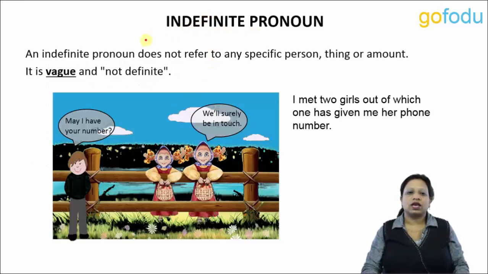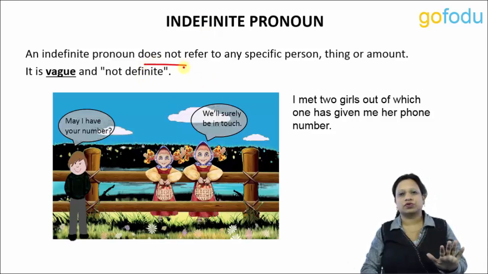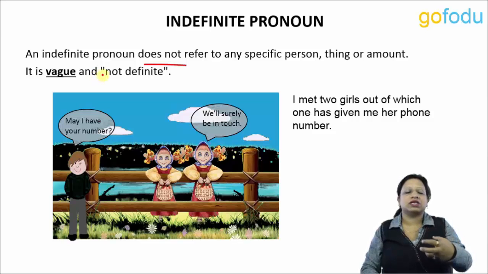Indefinite pronoun. An indefinite pronoun, from the name it's clear, it's not a definite thing. It's an indefinite. That means it does not refer to any specific person, thing or amount. It is vague. It's not definite. It's about anything. I mean, not exactly anything, but it's about some not specific thing.